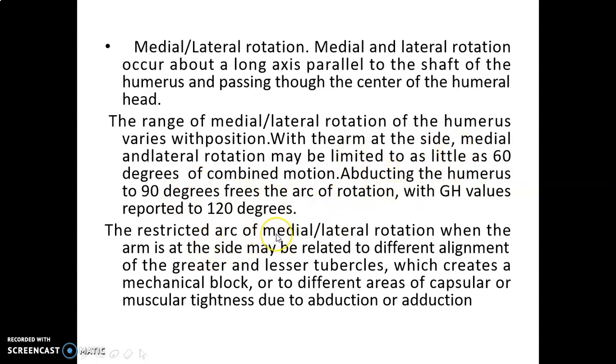The restricted arc, when we abduct, this movement is actually a rotational movement, and here we are talking about the arc of medial rotation. When the arm is at the side, the difference in range of motion is only because, in the dependent position, when we are internally rotating, there is a possibility of the greater and lesser tubercle coming into contact with the bony surfaces of the glenoid fossa and other structures. So this can create a mechanical block, whereas when the person abducts the arm to 90 degrees, this restriction is negated.